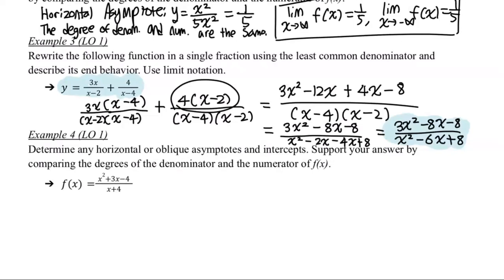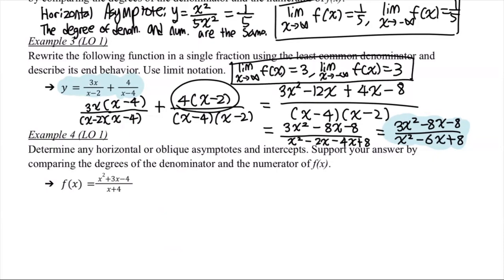So we can write the end behavior of this as the limit of f of x as x approaches infinity is 3, and the limit as x approaches negative infinity of f of x is also 3. So our two answers would be this end behavior written in limit notation, as well as this expression here written in a single fraction.